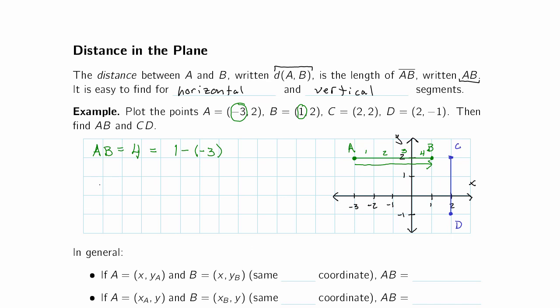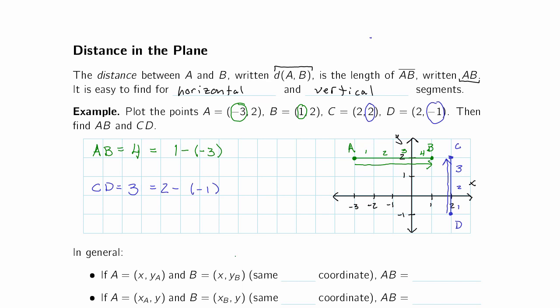Segment CD, well, that's 1, 2, 3 units long. So the distance from C to D is 3. And it looks like we could find that by doing subtraction with the y-coordinates. 2 minus -1. To find out how far it is to get from -1 up to 2, we take 2 minus -1. And then there's no horizontal movement.